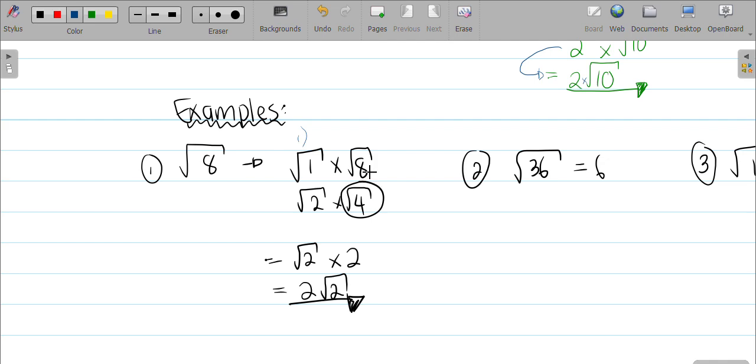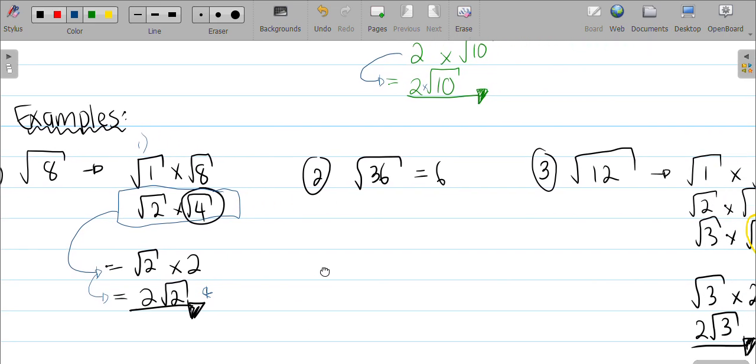So what's step number two? We choose the pair with the biggest perfect square. So over here we have a perfect square of 1. And over here we have a perfect square of 4. So this is the pair with the biggest perfect square. So we choose that. We come down over here and we simply write it again, the square root of 2 times, and then we simplify this. The square root of 4 is 2. And then it will become 2 root 2. And that is our final answer.